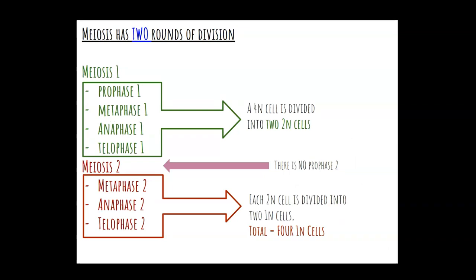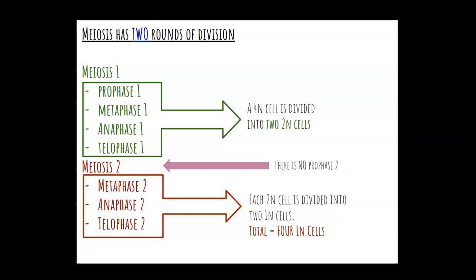Now, your goal is to end up getting a cell that's only got 1 copy. So if you're entering meiosis with 4 copies, and your goal is to get down to 1 copy, that means you have to have 2 rounds of division. So meiosis goes through its process twice. We have meiosis 1, in which a 4N cell is divided into 2 2N cells. And then there's meiosis 2, in which each one of those 2 2N cells is divided into a 1N cell, with a result of 4 haploid cells.